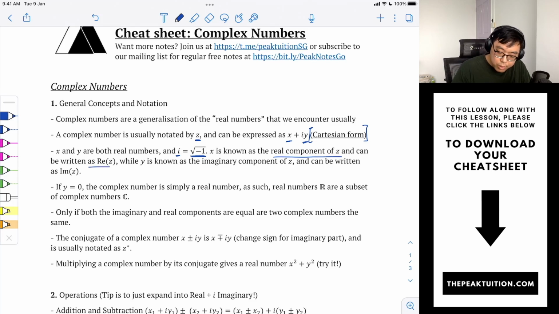Okay, so x is known as the real component of the complex number z and can be written as real part of z, whereas y is known as the imaginary component of z and can be written as imaginary part of z. Note that x and y are both real numbers. It's just that y must be multiplied by an imaginary number. X and y by themselves are real. Just don't get confused.